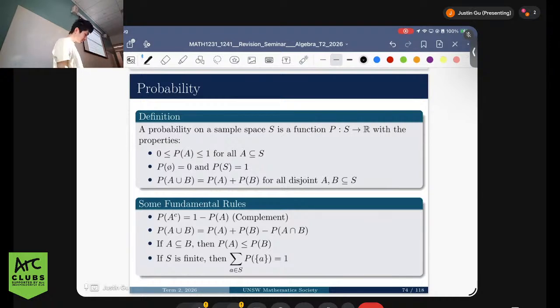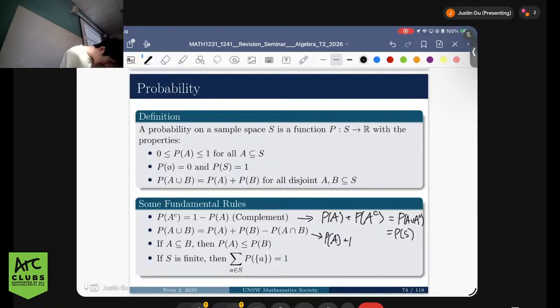From these rules, we can determine that the probability of A complement is 1 minus the probability of A. That's because the probability of A plus the probability of A complement is equal to the probability of A union A complement, because they're disjoint, which is the probability of S. For the inclusion-exclusion rule, I'm not going to go through the full thing, but you get that the probability of A union B is the probability of A plus the probability of B minus A, plus the probability of A intersect B, and then you re-add that back in, and you get the same thing essentially.